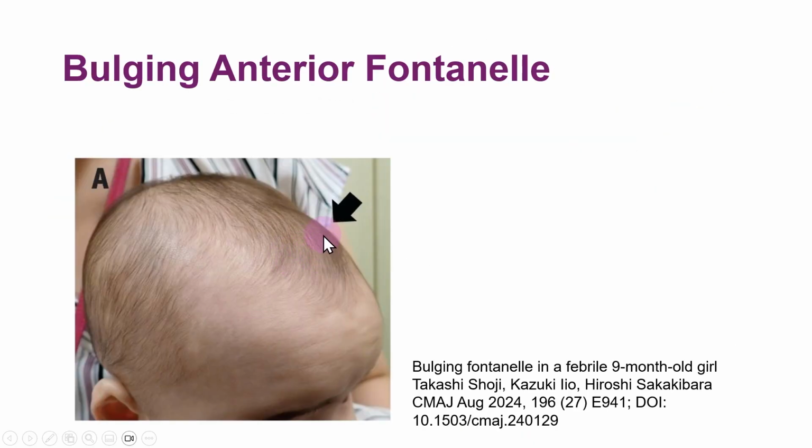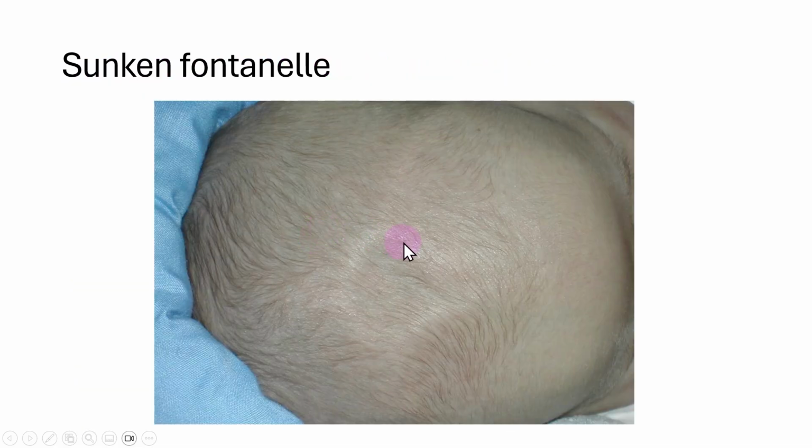Why is this clinically important? A bulging anterior fontanelle can be seen in an increased intracranial tension. It can be seen in hydrocephalus and also important conditions like bacterial meningitis. Brief temporary increase can be seen when the child strains for stools or coughs or vomits, but it will descend back to the normal contour. A sunken anterior fontanelle can be seen in dehydrated states.